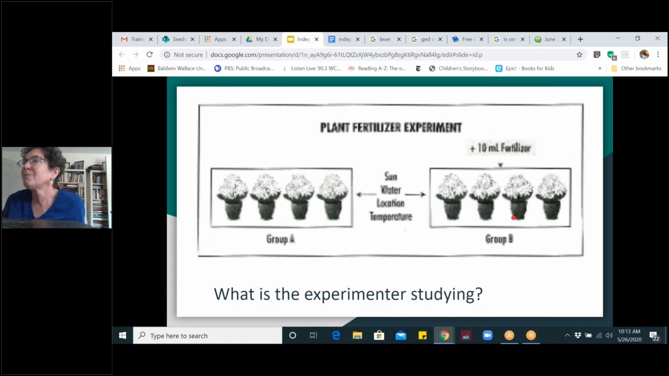So when an experimenter is trying to answer a question, the plan is to change only one thing and keep everything else the same as much as possible. Just change one thing. So if in group B, we had changed all these things, we had given the plant more sun or less water, or put it at a different location, or changed the temperature, we couldn't see for sure that any difference in size was due only to the fertilizer.